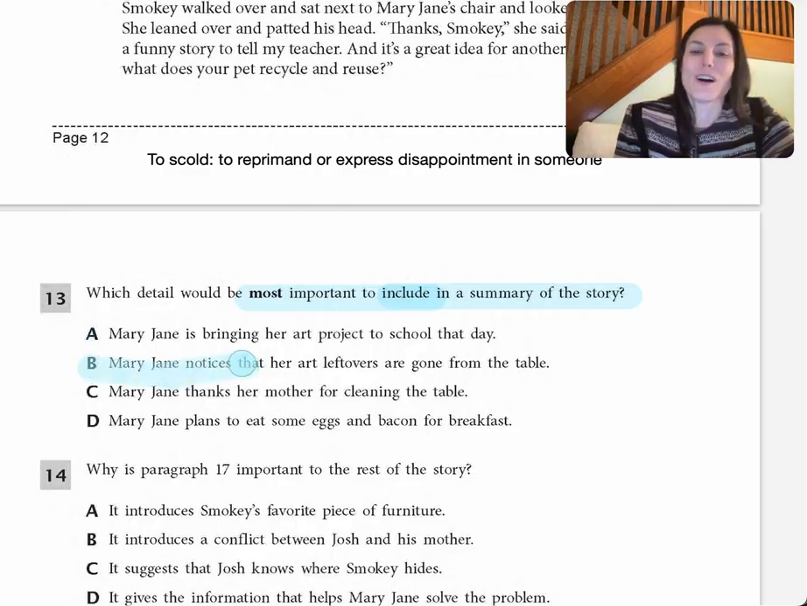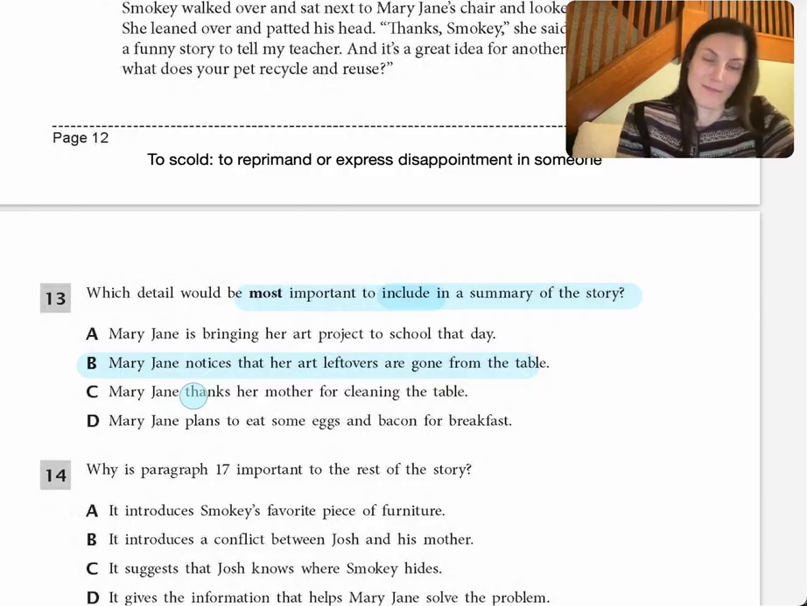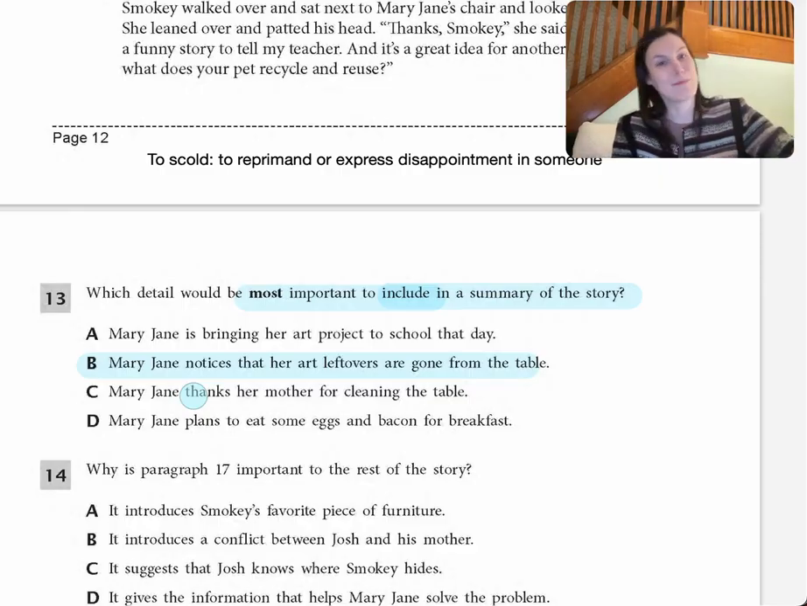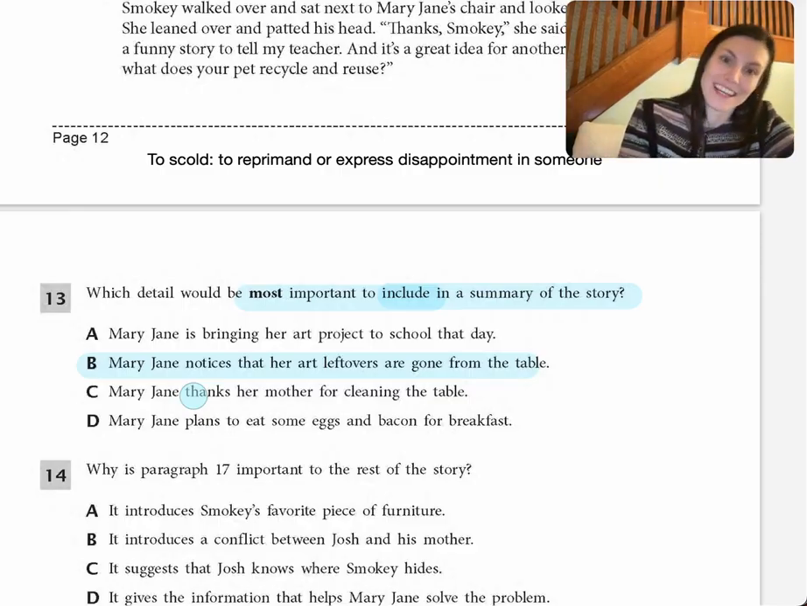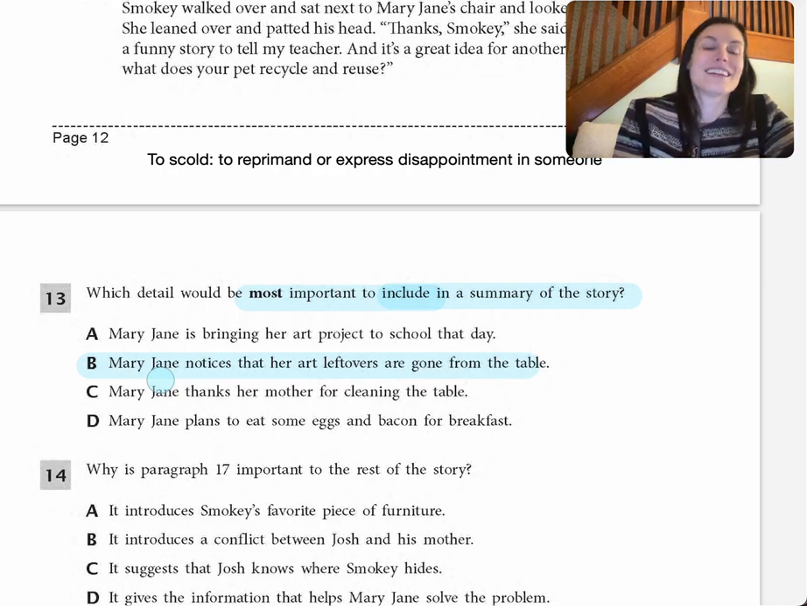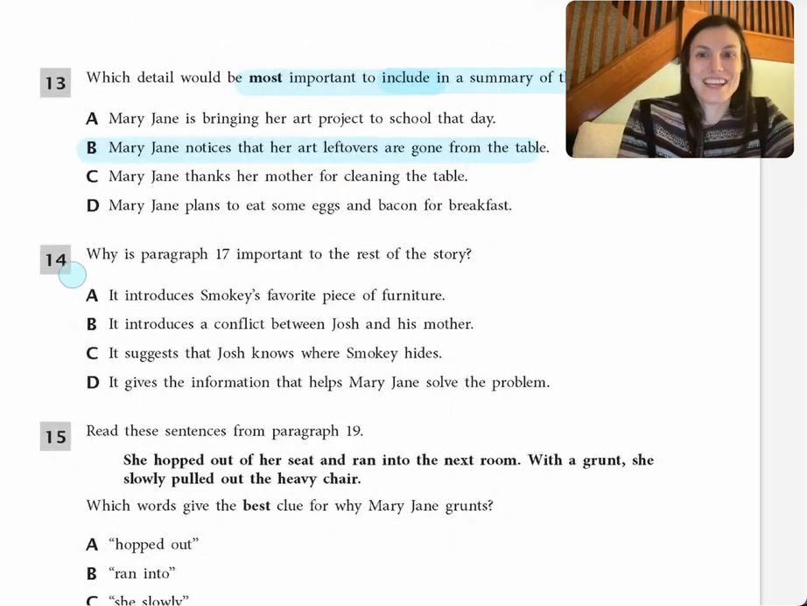No matter what, she has to notice that the leftovers from her project are gone from the table. Because if she didn't notice the leftovers gone, we wouldn't have even had a story, right? Because the story is her looking for what happened to her scraps. So it has to be B. If her leftovers were still there, then she wouldn't have looked for anything. So it's got to be B. All right, so next one.